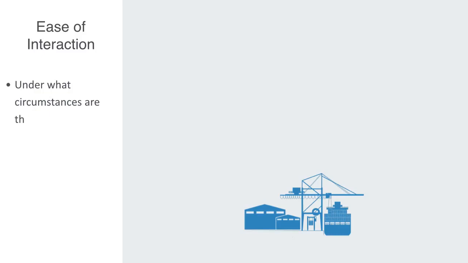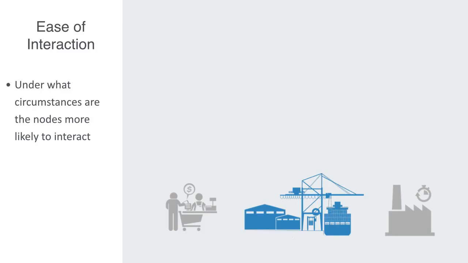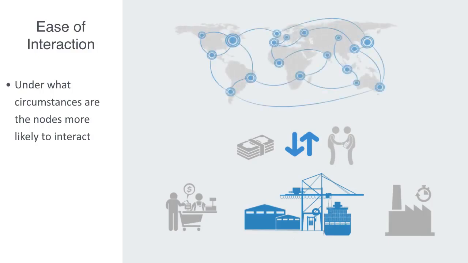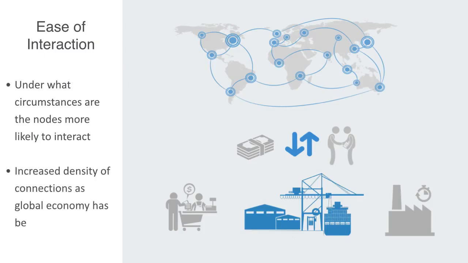So if we take a network, say a logistics network, we can ask under what circumstances the nodes are more likely to interact. In this case, the nodes are producers, distributors, and consumers, and they will be more likely to interact as the cost of transportation and trade restrictions are reduced. The development of our global economy over the past few decades could be cited as an example here. Through the reduction in trade tariffs and advancements in transportation and communications, the ease of interaction between producers and distributors on a global level has increased, resulting in the increased density of logistics and trade networks as regional and national economies have become integrated into the global economy.